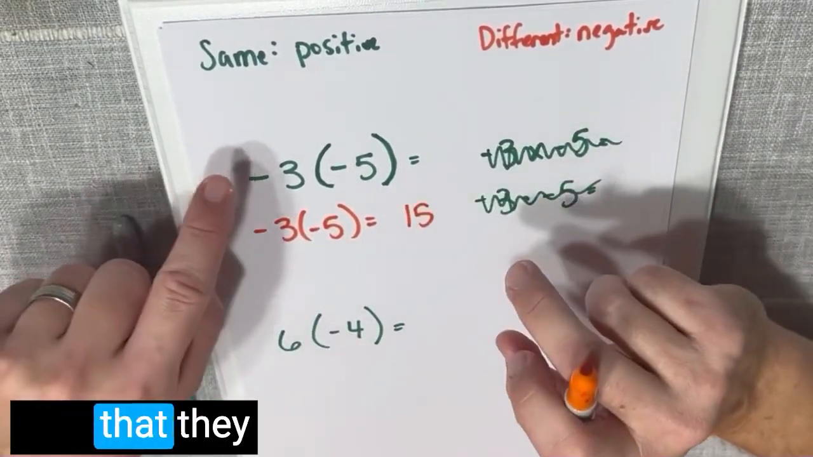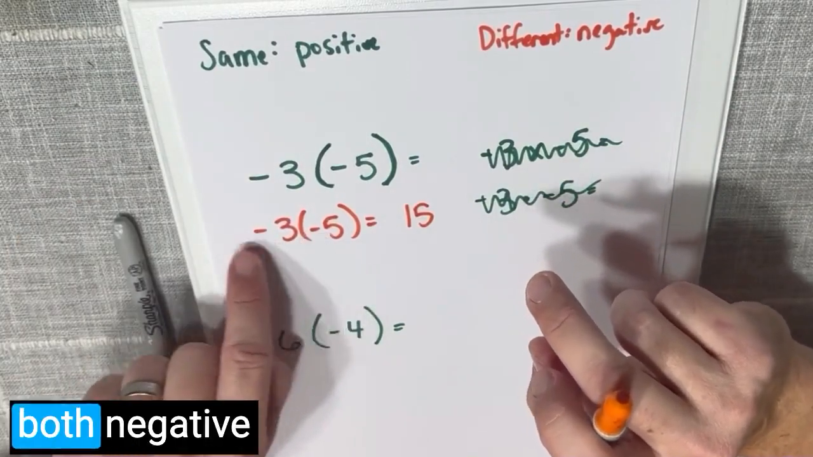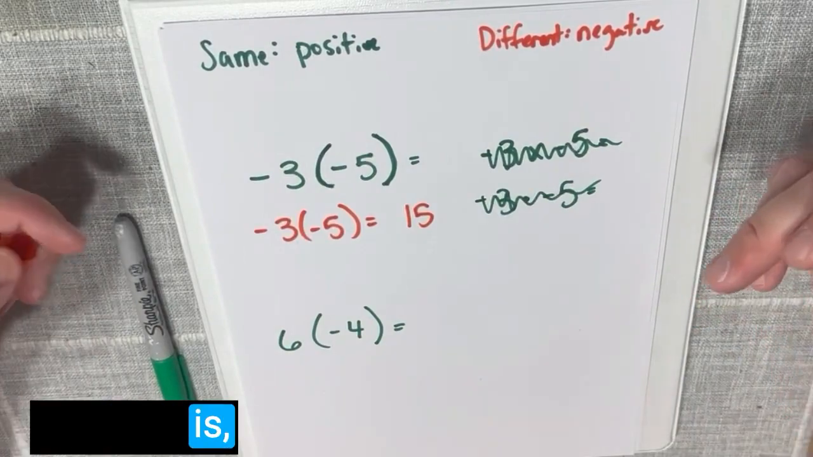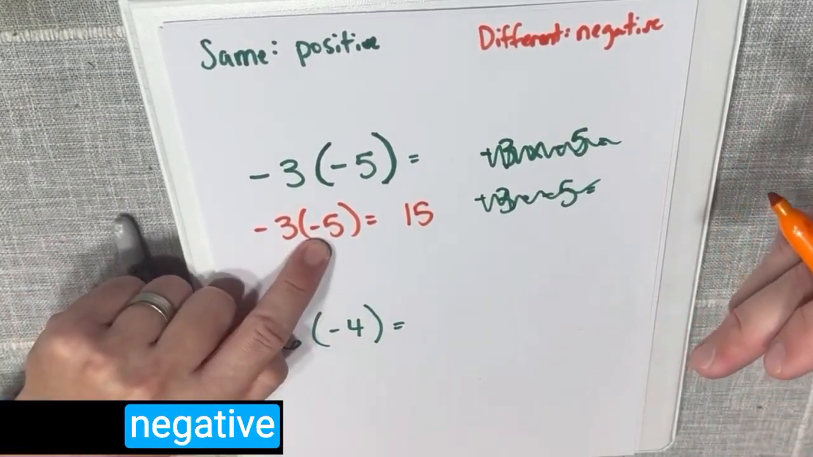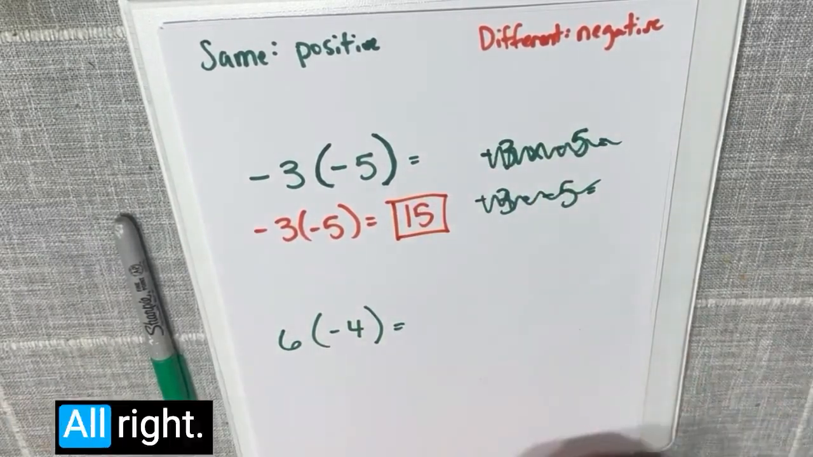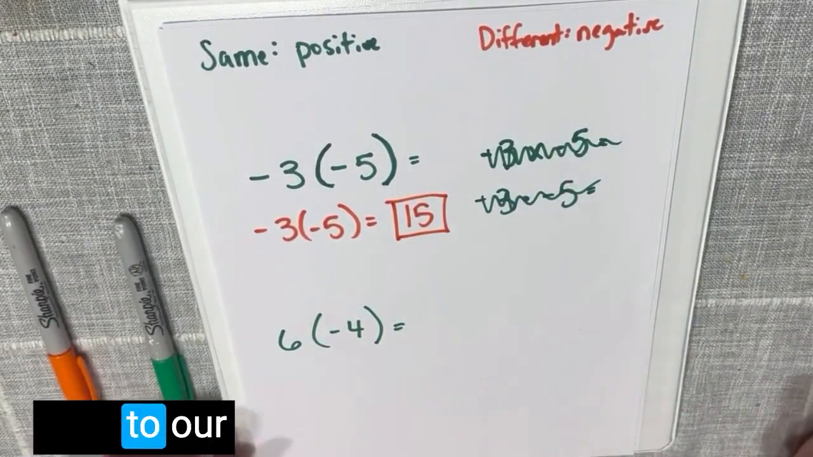And because we said that they have the same value, they're both negative numbers, the answer always comes out positive. Okay. And the reason why that is, is a negative times a negative is a positive. So that's why our answer will come out positive. All right. So we're jumping down then to our next question.